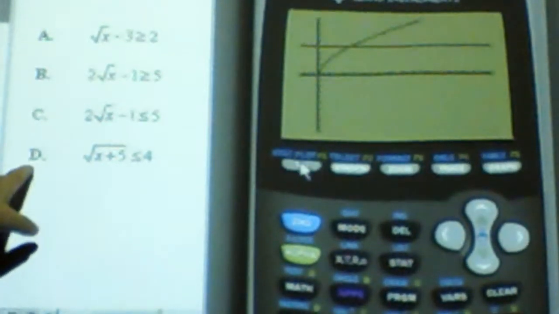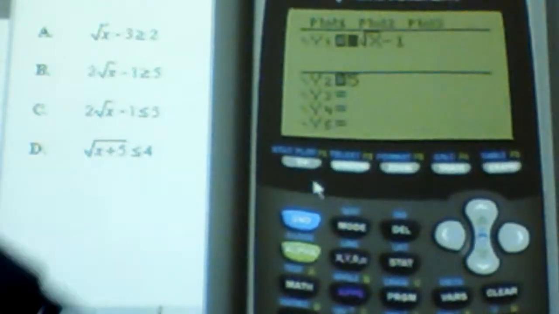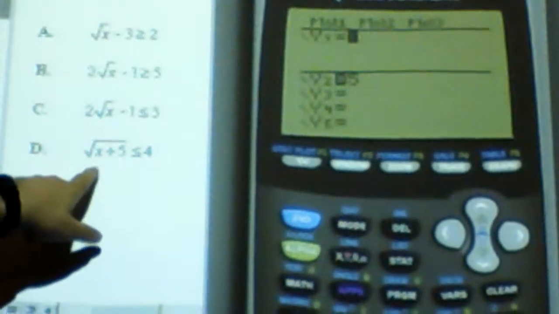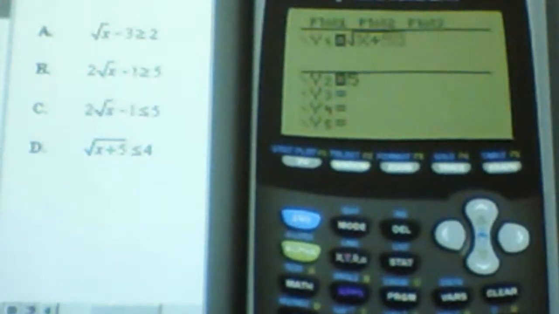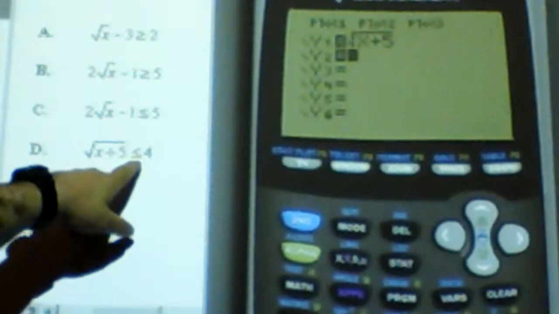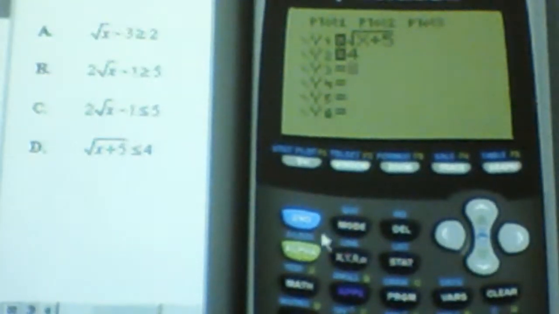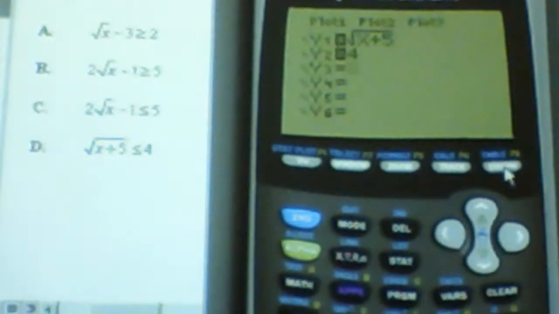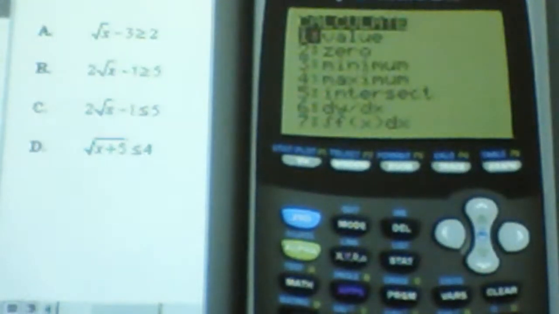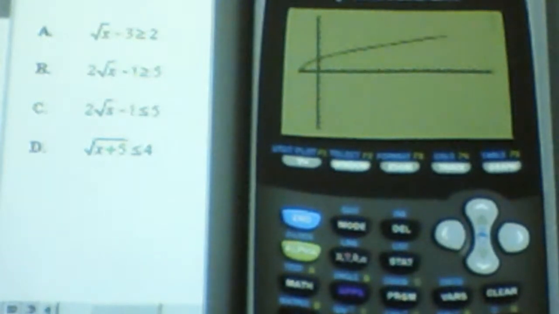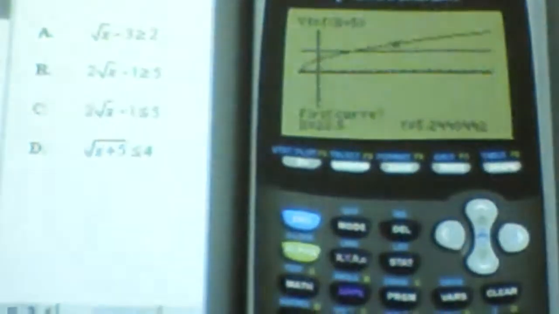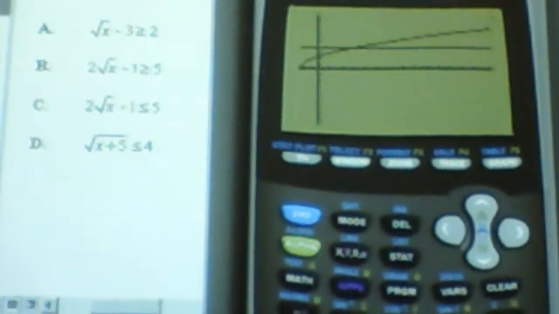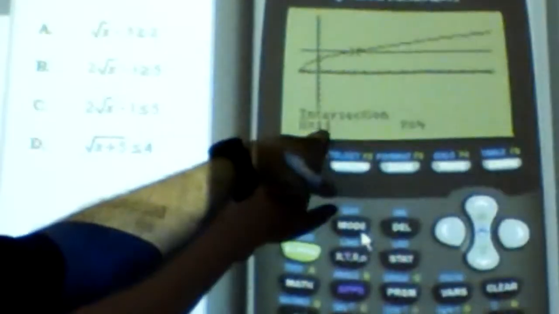And now we'll do the last one, letter D. We press y equals, clear the line, put in the second square root of x plus 5, and then we want a 4 there, press enter. So again, we're going to go second calc for a number 5 intersect. This point here is where the x's are going to terminate. To find the point, you just press enter 3 times. So x is equal to 11 is the right side of the interval.